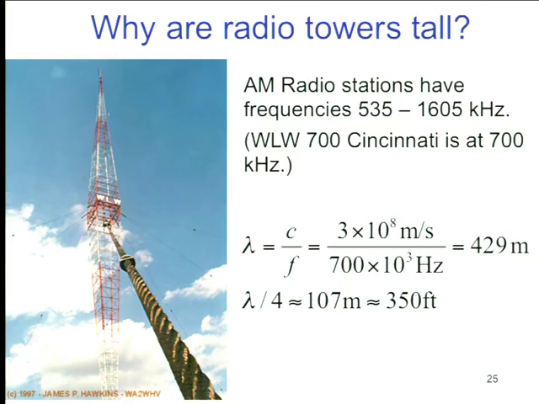So you could have a very short antenna and it still works, but it's not as good. But if you want to broadcast, then you want to be efficient. So if you're a radio station, you want an antenna a quarter wavelength. So that's what they have.